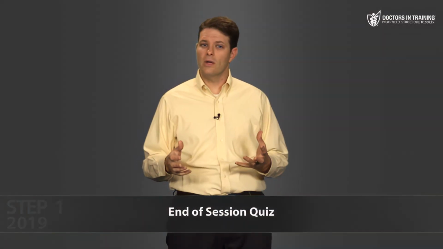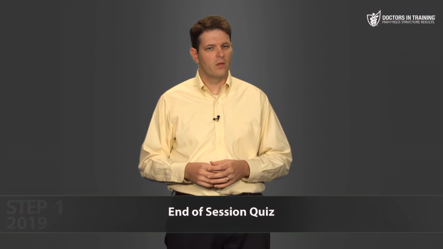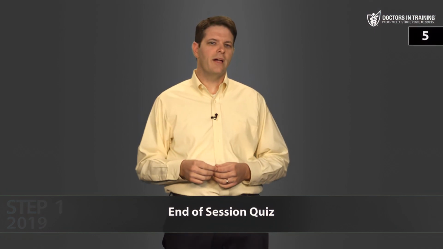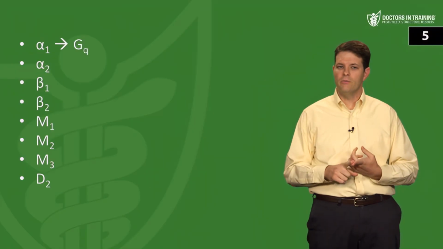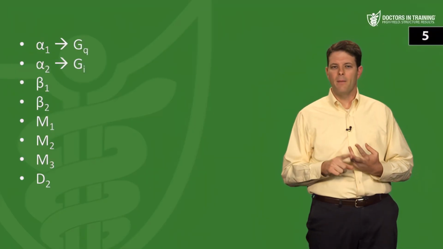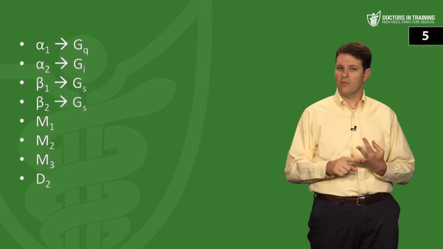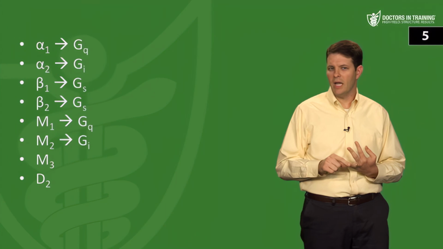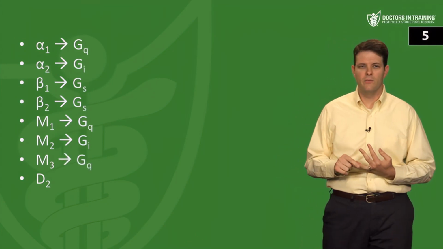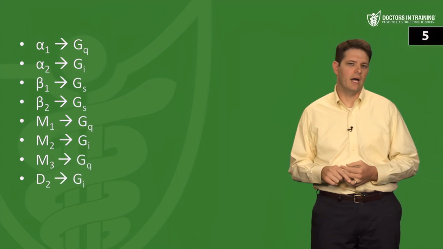All right, this is a short quiz, but again, it's very, very high yield. First question, what G protein class does each of the following receptors stimulate? So alpha 1 is GQ, alpha 2 is GI, beta 1 is GS, and beta 2 is also GS. M1 is GQ, M2 is GI, M3 is GQ, and then D2 is GI.